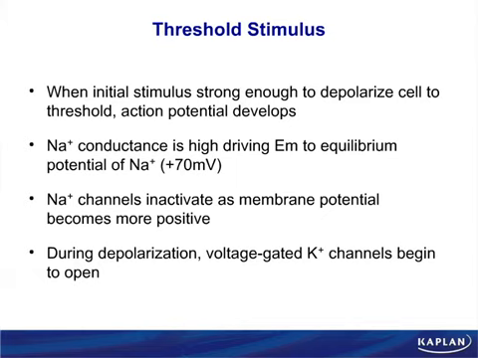So initially, in the upstroke of the action potential, the sodium conductance is very high. And what's the cell going to go toward? The equilibrium potential for sodium, which is plus 70 millivolts. That's your rapid depolarization. Don't forget, as we went through, when membrane potential becomes positive, the sodium channels begin to inactivate, which is going to reduce the sodium conductance. So initially a high sodium conductance, then as membrane potential becomes positive, sodium channels inactivate to reduce conductance.